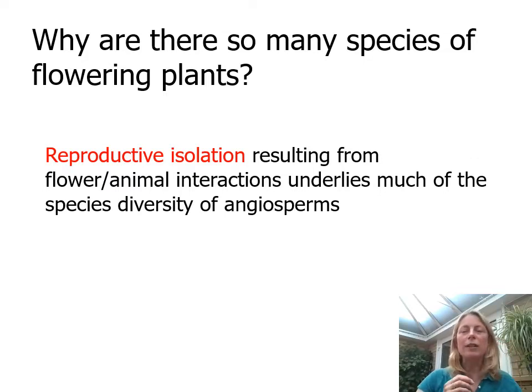So that reproductive isolation is the first step of speciation. Once you have 2 groups of organisms that can't breed together anymore, then over time they'll get more and more different from each other and become separate species. But it's very difficult for plants to achieve reproductive isolation. Let me show you why.